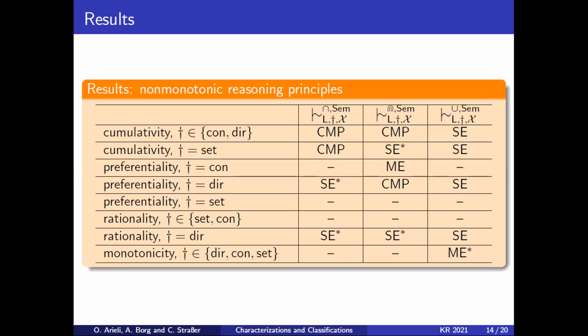And I think it's interesting to see that, especially for single extension semantics, more properties are satisfied, but only for multi-extension semantics with credulous entailment, the entailment is monotonic, as can be seen here at the bottom.